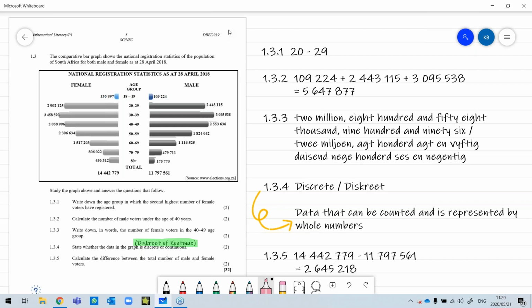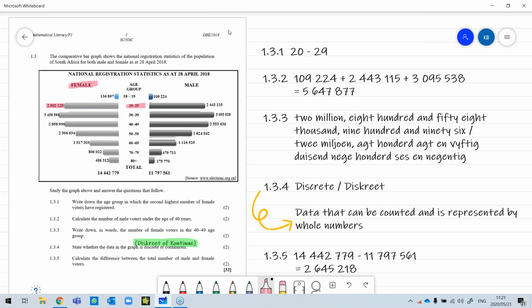Question 1.3.1. Write down the age group in which the second highest number of female voters have registered. So wat is die ouderdomsgroep van die vrouens wat die tweede hoogste gestem het of geregistreer het om te stem. So now we are going to be looking at this side, as this side indicates all the information regarding the females. Then we will see the 30 to 39 age group is the highest, and just below that is your 20 to 29 age group over here. Okay, so therefore 20 to 29 is your answer.